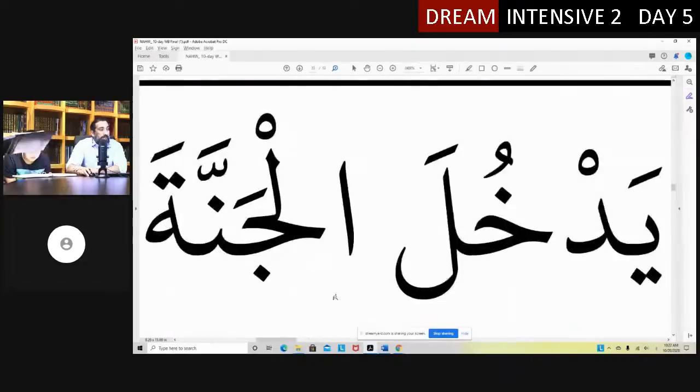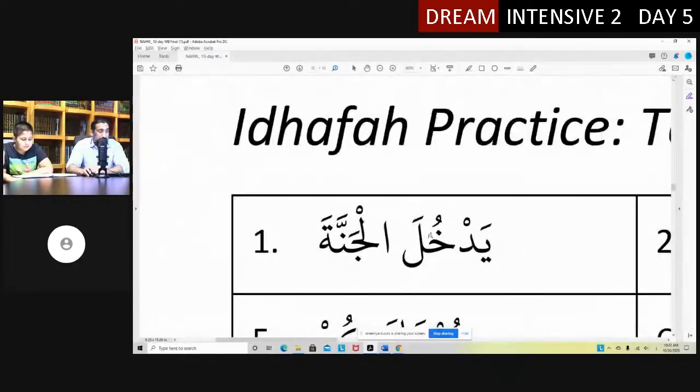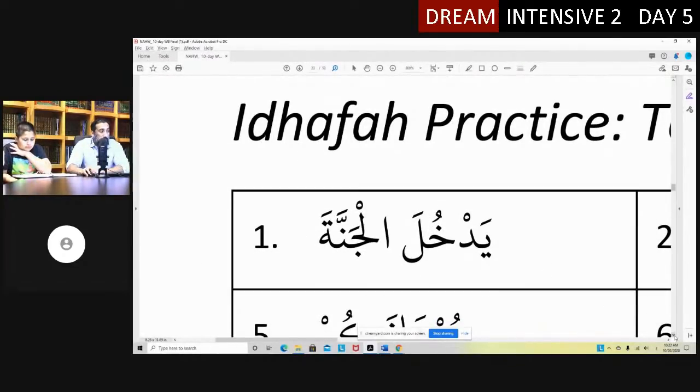Yadkhulu al-jannata. Is the first word light and no al? So that could be a mudaf. Yes. But al-jannata is what status? Nasab. That means it cannot be a mudaf ilayh. It's good Arabic, it's just not mudaf ilayh. So that's why it's an X, right? So that's a no.